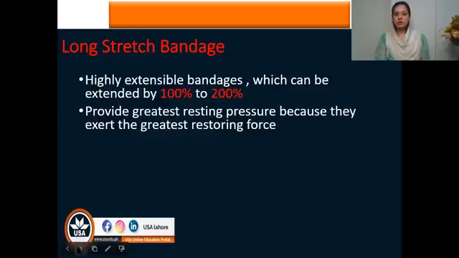Let's come to the long stretch bandage, which we also call a highly extensible bandage. It has extensibility of 100% to 200%, and it provides the greatest resting pressure because it exerts the greatest restoring force. Its resting pressure is the strongest because it has more extensibility, so it has the greatest restoring force, so it is going to give you good resting pressure. Kindly, there are two important things, resting pressure and working pressure. Please focus on what they are. If you understood what resting pressure and working pressure are, then you can compare all these bandages well.